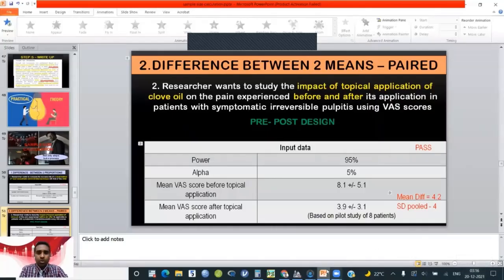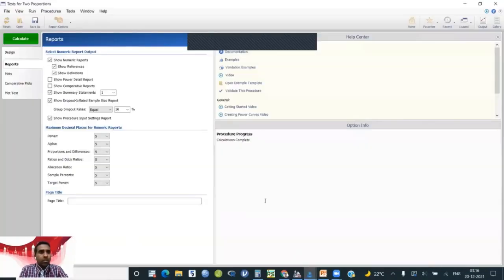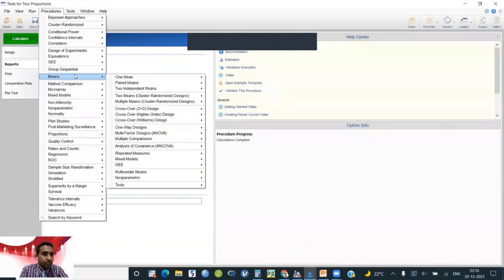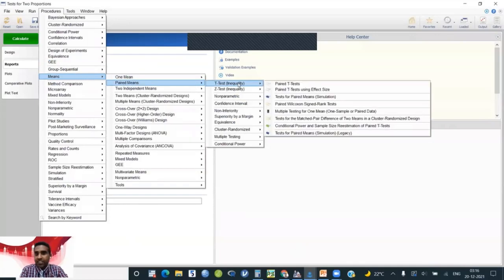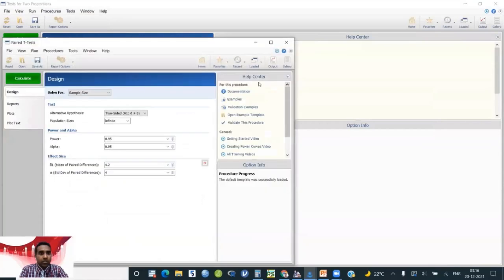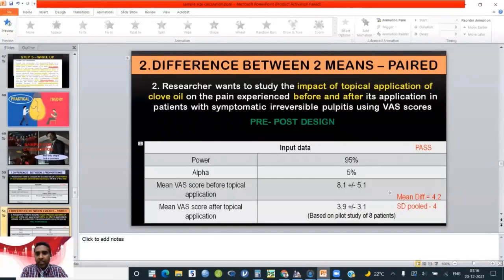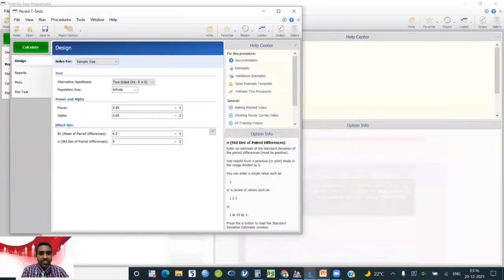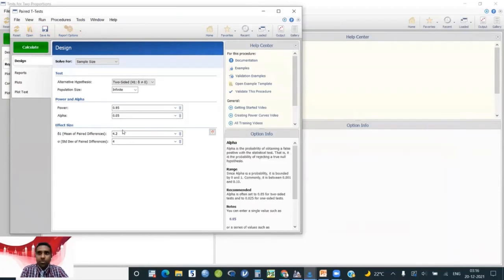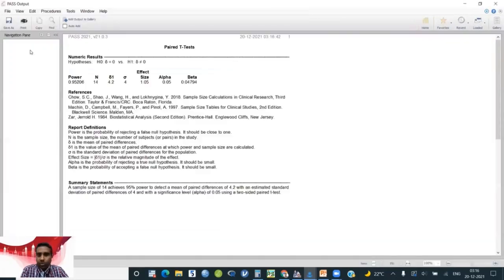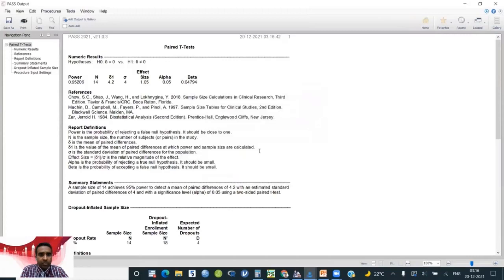Let us calculate this through PASS software. So procedures. What is the study? It is based upon mean. It is paired means. It is a t-test. It is a paired t-test. So let me feed the data. How much power we need? I want 95% power and 5% statistical significance, right? And 4.2 is the mean difference and 4 is the standard deviation. So let me calculate. I am not considering dropout here because it is a pre and post design, so immediately we can follow. If there is no chance of dropout, you can skip that step.